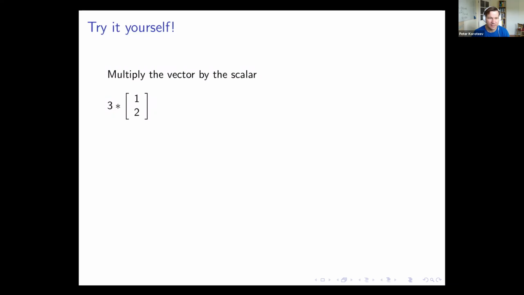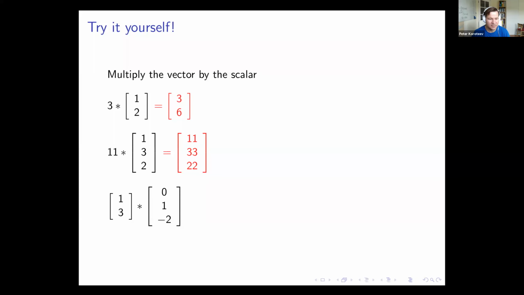Okay, well, another quick exercise. Multiply the vector by a scalar. So 3 multiplied by the vector with components 1 and 2 is equal to the vector with components 3, 6. 11 multiplied by the vector with components 1, 3, and 2 is 11, 33, 22.